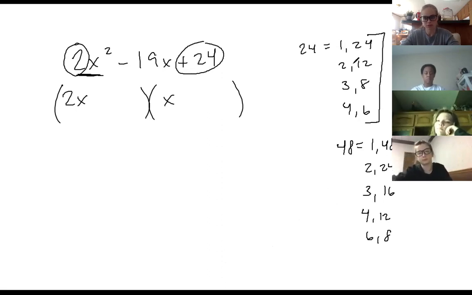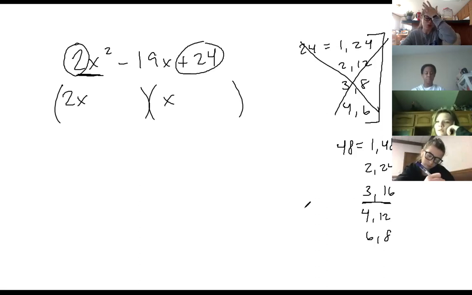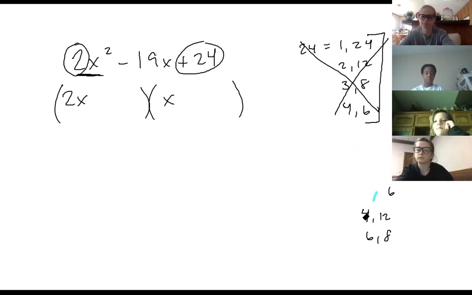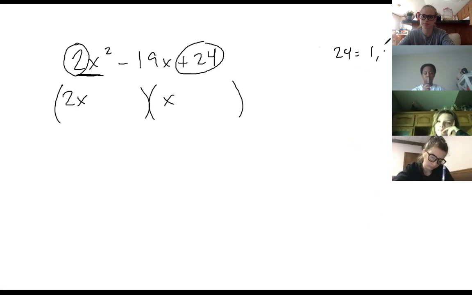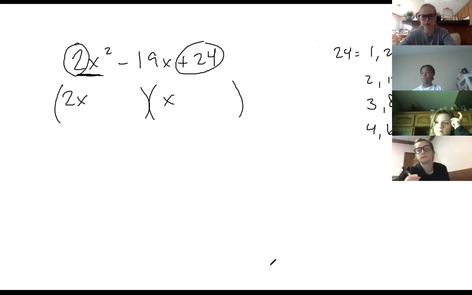So now, which ones are we going to do? 3 and 16. Let's see, 3 and 16. Oh, no. I'm sorry, I'm a ding dong. We're still using these ones. I'm sorry. Okay.